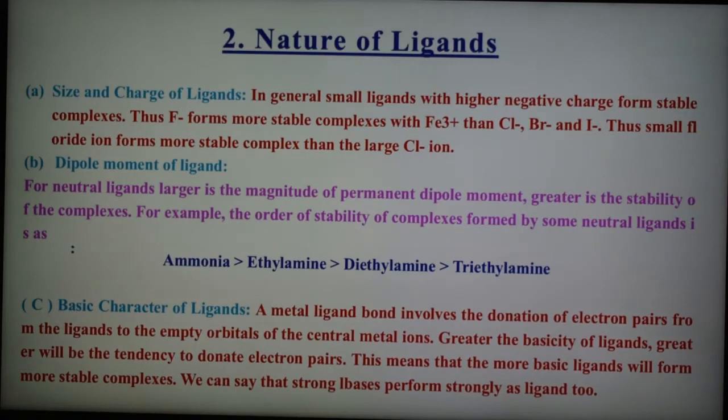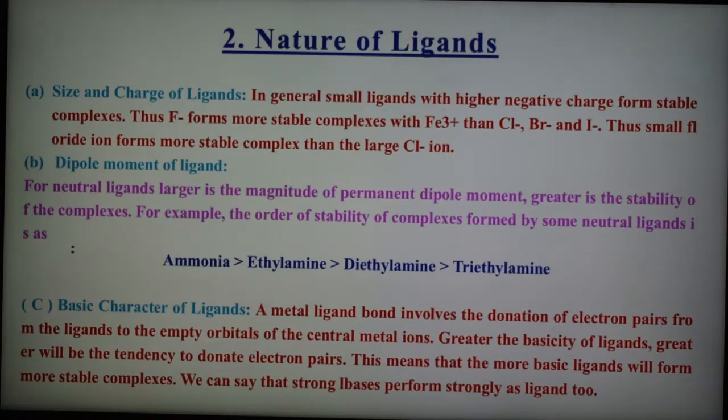As we know, ligands have a tendency to donate an electron pair and therefore show basic character. So the greater the tendency to donate an electron pair, the more basic the ligand, and the more stable the complex it forms. For example, CN minus and the ammonia molecule, cyanide and ammonia, which are strong bases, are also good ligands and form many stable complexes. Ammonia should be a better ligand than water.